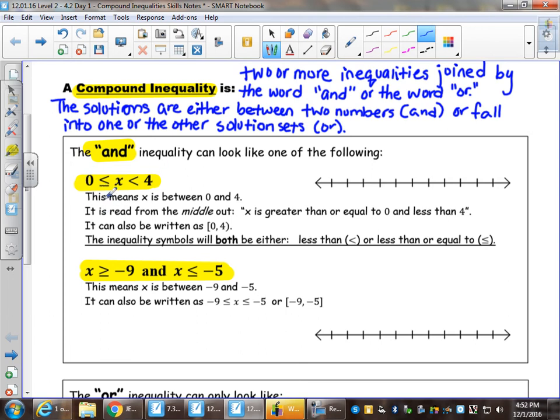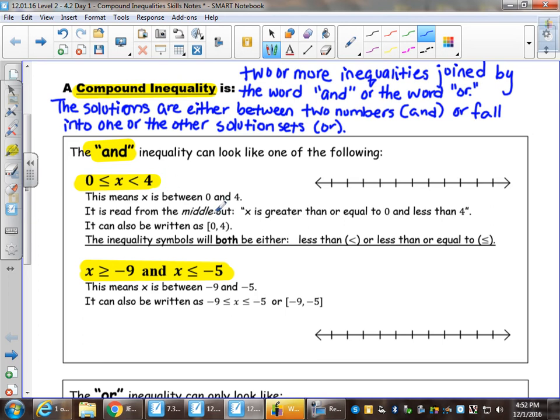What we just highlighted here, it means x is between 0 and 4, and we read from the middle. You've heard me say that before. Let me bring that back. So look where I'm pointing. We're going to read from where x is. In this case, x is in the middle. So we say x is greater than or equal to 0 and less than 4. Let me say that again. X is greater than or equal to 0 and less than 4.